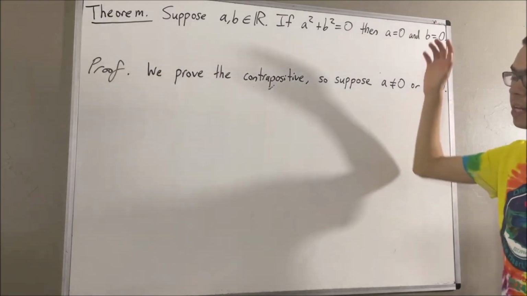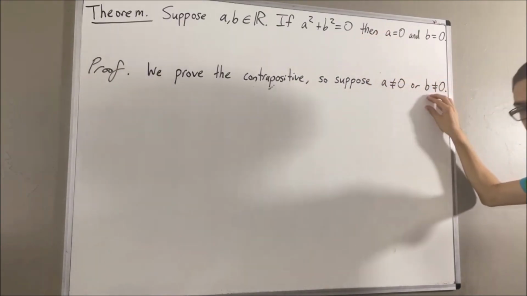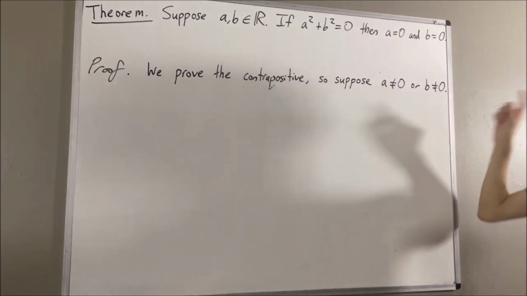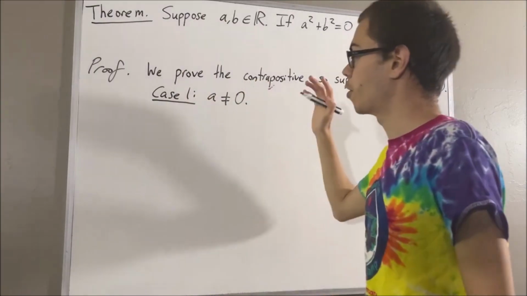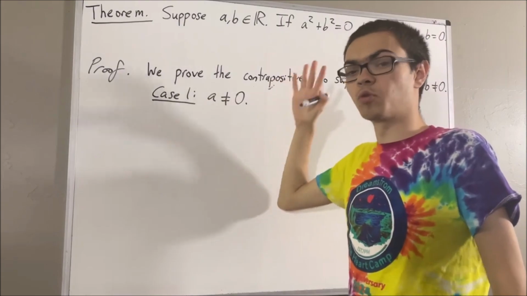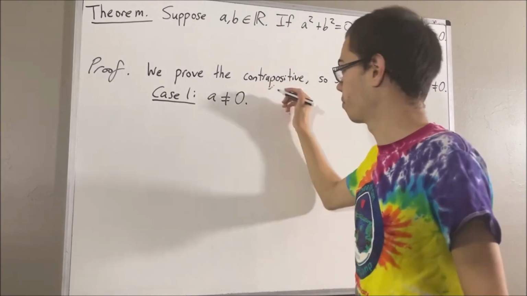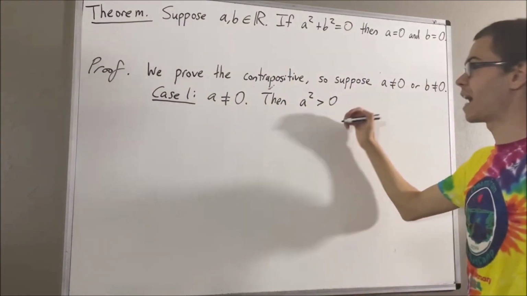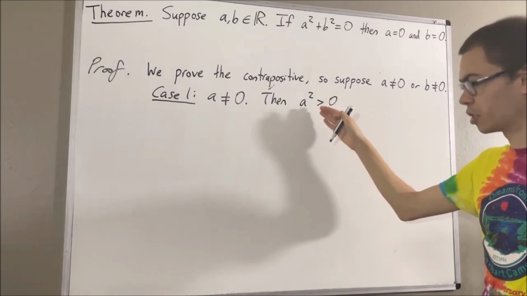And we're going to show that a squared plus b squared is not equal to 0 in both of these cases. So let's start with case 1, where a is not equal to 0. Now, if we recall, any non-zero real number squared is greater than 0. So this tells us that a squared is greater than 0. If we add b squared on both sides of this inequality, we get that a squared plus b squared is greater than b squared.